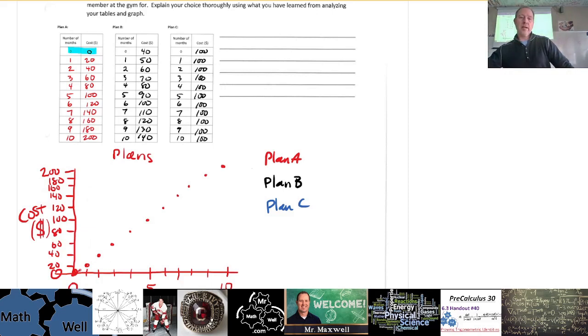Use your ruler. I'm not going to have a ruler here, so mine might be a little shaky, but try and make as straight a line as possible through all the points. It should be a straight line. Okay? All right, so go ahead and finish those two, and then I'll meet you in a couple minutes here.